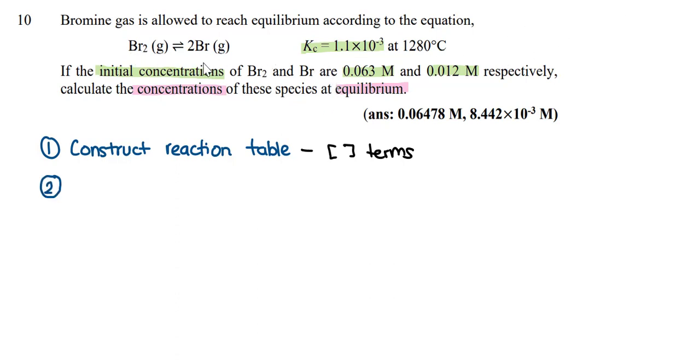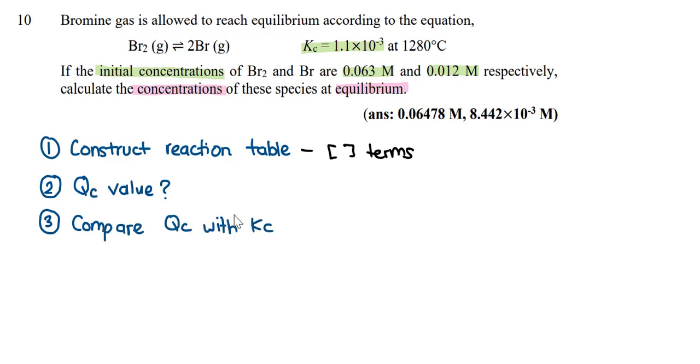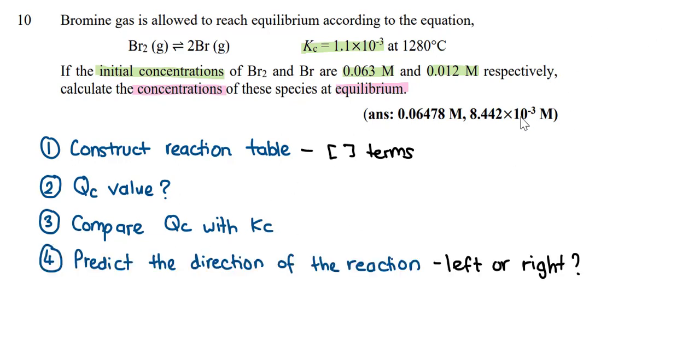Since both the reactants and products are present initially, find the value of Qc. Next, compare the value of Qc and Kc, and then predict the direction of the reaction. Last but not least, find the concentration of the species at equilibrium by using the Kc value. Right, so that's how you answer this question.